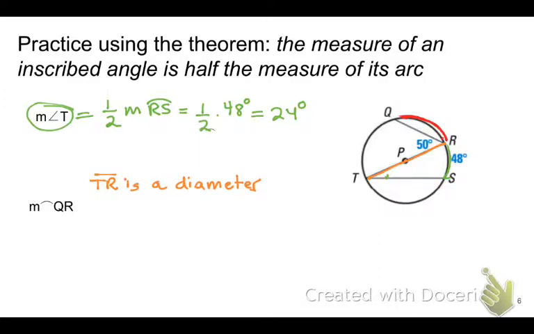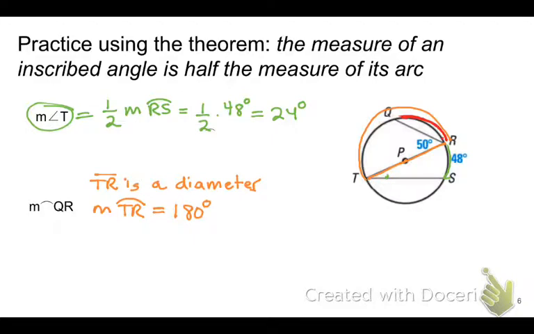Okay, so what is the measure of the arc TR? We know that since TR is a diameter, it cuts the circle in half. The measure of the whole circle is 360 degrees, so the measure of half the circle is 180 degrees. So the measure of arc TR is 180 degrees. Okay?